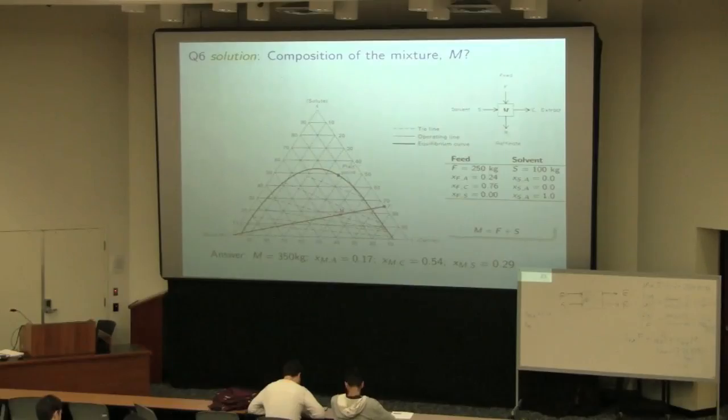Then you can repeat that for the carrier and for the solvent. So just do a mass balance on the individual species. You can do a mass balance on two of the species and then find the third by difference from one. So graphically or analytically, you should get approximately the same values.